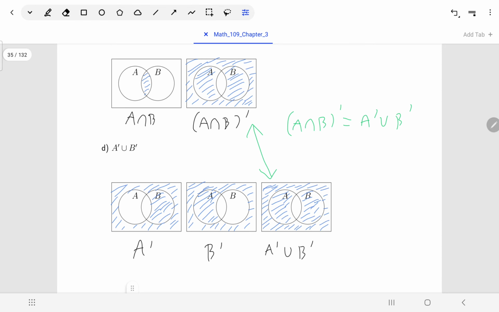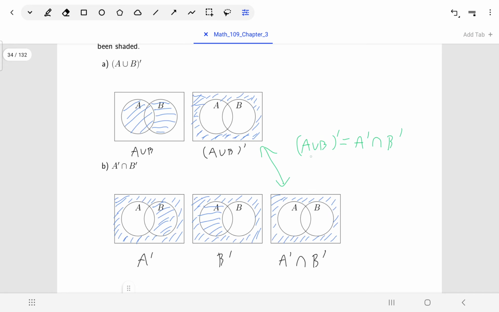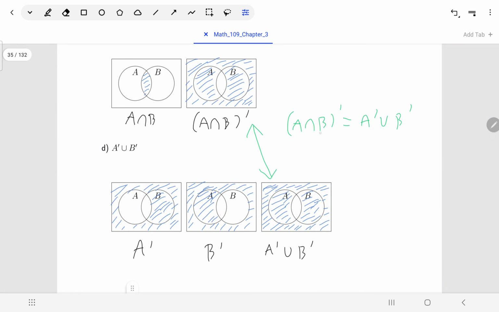Just as a little aside, later on we're going to learn something called De Morgan's laws, which are exactly that. The fact that A union B complement is the same thing as A complement intersected with B complement, and that A intersect B complement is A complement union B complement. Those are the two De Morgan's laws, and the way that you would justify them would be with a Venn diagram, and now we've done so. So later on when we talk about De Morgan's laws, I won't justify them, I'll just make reference to this example.